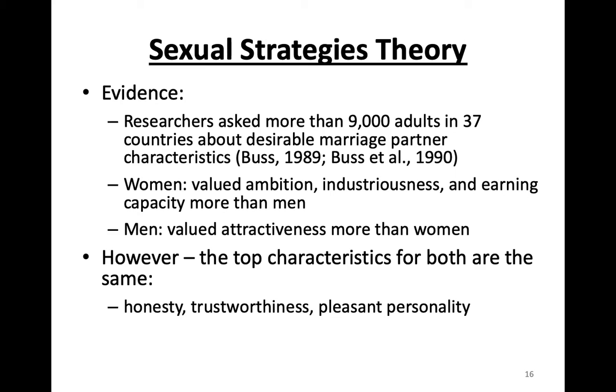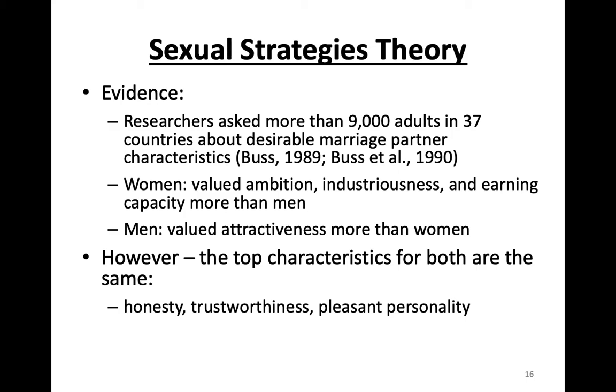Okay, so that kind of lines up with the theory in terms of what men versus women say they value. Very important to know is that even though there were those gender differences in the rating for those characteristics, the top characteristics are the same for both men and women. So both men and women say that the things at the very top of the list are honesty, trustworthiness, and having a pleasant personality.